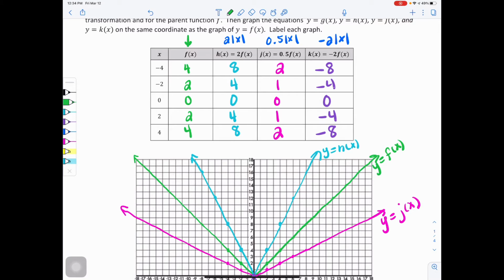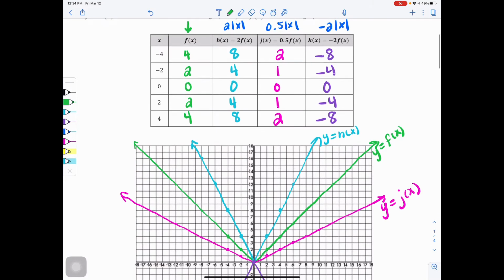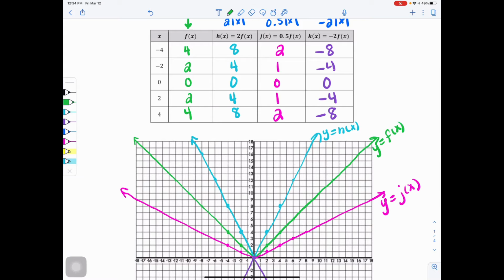We get 8, 4, 0, 4, 8. So what happened is your output values for f of x were multiplied by 2 to get your output values for h of x. So let's say we didn't know the equation was 2 times f of x. It's very helpful to write down tables of values, even if you haven't been asked to do so, in order to compare them. So I would have looked at my graph and picked points off the graph to make a table.